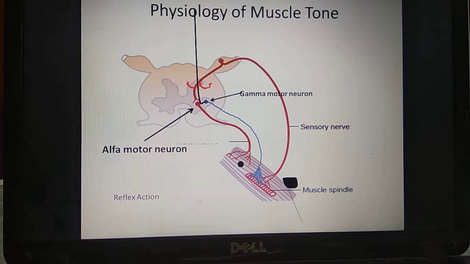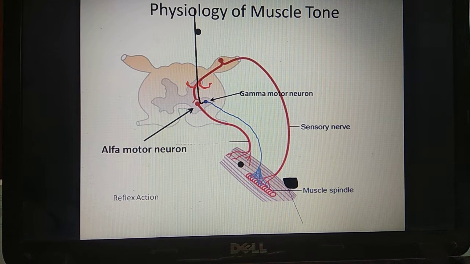Now if the descending tracts are stimulating the gamma motor neuron, they will stimulate the muscle spindle, leading to generation of action potential in the spindle. Impulse will again travel back from the sensory nerve through the alpha motor neuron, leading to muscle contraction. That is, stimulation of the gamma motor neuron will lead to muscle contraction indirectly through alpha motor neurons. And if a descending tract is directly exciting the alpha motor neuron, this will lead to direct contraction of muscle. That's why the alpha motor neuron is also called the spinal common pathway.